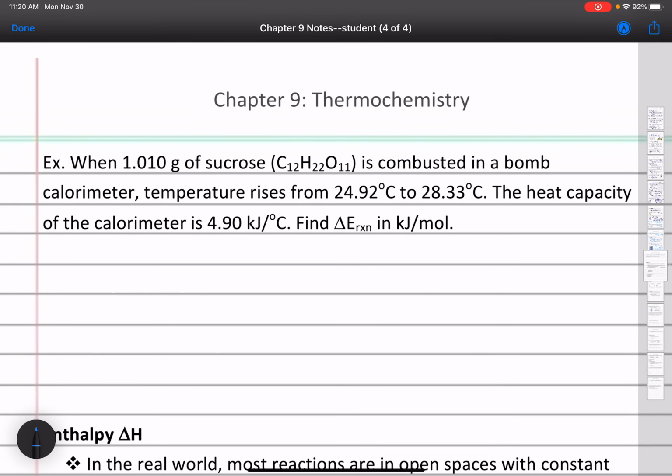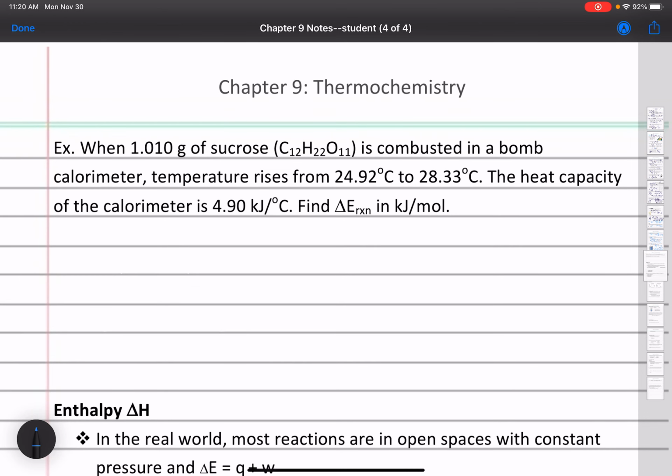All right, so here's a bomb calorimetry problem. We have 1.01 grams of sucrose, and here's the molecular formula, combusted in a bomb calorimeter. The temperature rises from 24.92 degrees Celsius to 28.33 degrees Celsius. The heat capacity of the calorimeter is 4.90 kilojoules per degree centigrade. Find the change in energy of the reaction in kilojoules per mole.